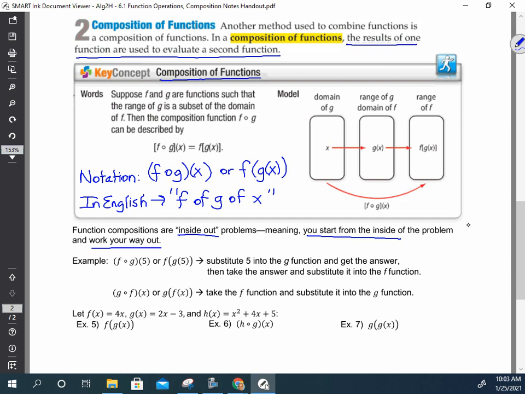So let me explain what this means before we try some examples. Let's say you had numbers. F of g of 5. What this means is take 5, plug it into the g function, get your answer. Once you get that answer, you take it and plug it into the f function. So that's what a composition is. You're taking one function and plugging it into another.